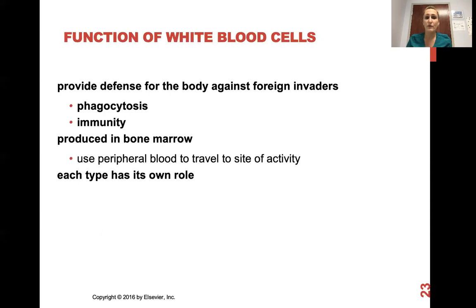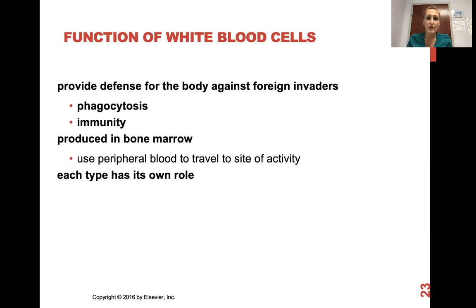And they use peripheral blood to travel to their site of activity, and each type has its own role, which is why when you do a CBC or complete blood count, it's important to know the total amount of white blood cells, but it's also important to count each individual type of white blood cell, because you might have a normal total white blood cell count, but individually you have a really high eosinophil count or a really high neutrophil count, which can be suggestive of certain disease processes since each type has its own job to do.